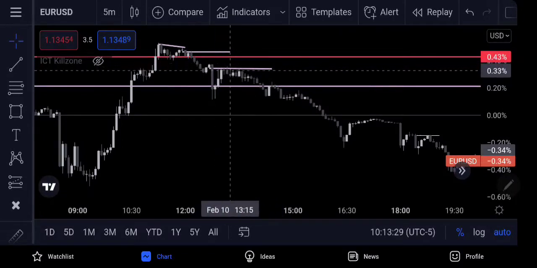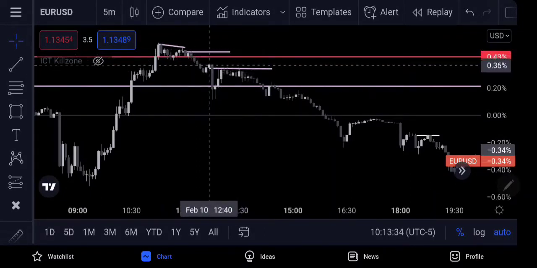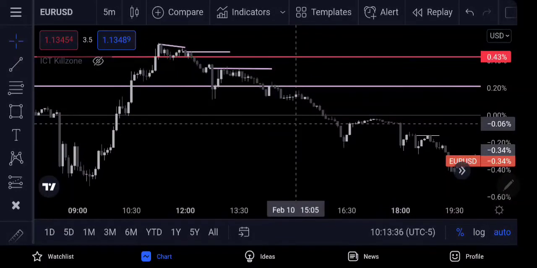And you see, you could even have gotten in here. You had two different entries. You could have sold it here and here. You had two entries that could have played out, and your take profit would have been based off the hour time frame.